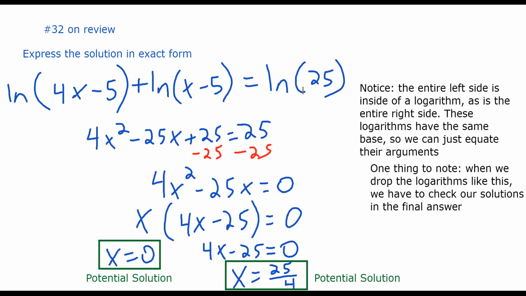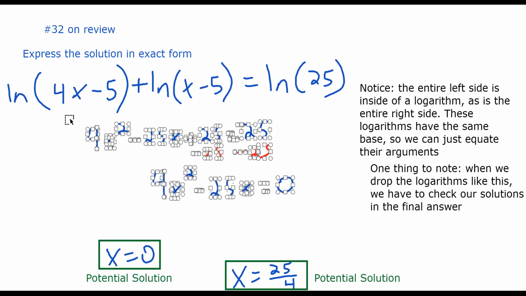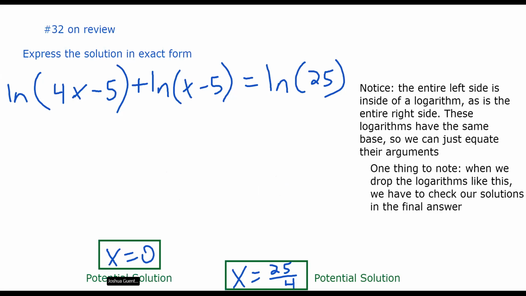So these are both called potential solutions. But remember this little note I made. Whenever I just dropped the natural log on both sides, I may have been using something that is a little bit less than precise. And what I mean by that is that I need to check these in the final answer. So we're going to take these potential solutions and check that they actually work in both cases. We've got to check both of them in the original problem with the logarithm.